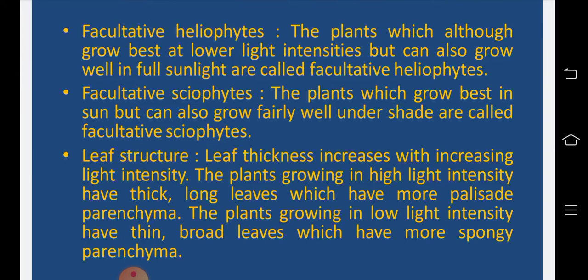Leaf structure of the plants is also affected by light. Leaf thickness increases with increasing light intensity. The plants growing in high light intensity have thick, long leaves, which have more palisade parenchyma. The plants growing in low light intensity have thin, broad leaves, which have more spongy parenchyma. Thus, light affects the vegetative structures and shapes in plants.